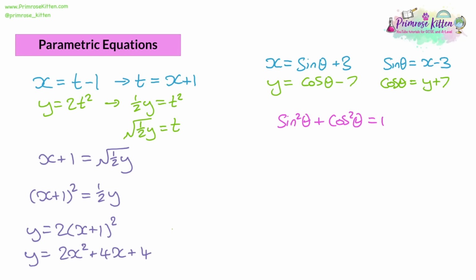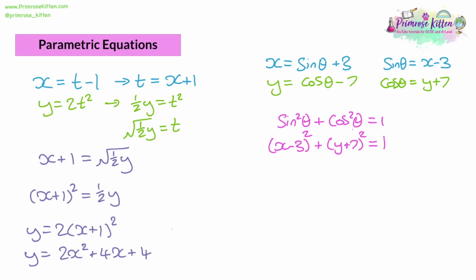Now we have sine theta. Sine theta is x minus 3. So we want the sine squared theta, we just need to square it. Then with cos squared theta, we have cos theta, it's y plus 7. So all we need to do is square it. And now we've combined the two parametric equations together into a single form. And you might notice that's actually the equation of a circle.